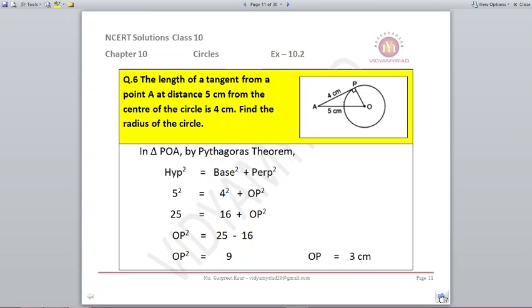Using the Pythagoras theorem, we will find out the missing part, that is the radius of the circle. So hypotenuse square is equal to base square plus perpendicular square. So 5 square will be equal to 4 square plus OP square. OP square comes out to be 9. So OP is equal to 3 centimeters.